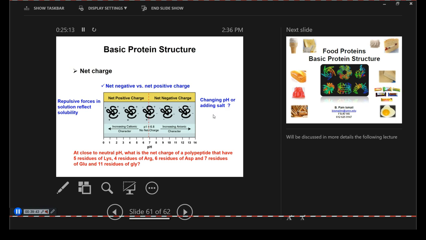Okay. In the most simple way, you look at neutral pH: lysine will be positively charged, and arginine will be positively charged, so I have 9 pluses. Also at neutral pH, aspartic acid and glutamic acid will be negatively charged, so 6 and 7 is 13. So 13 negatives and 9 positives gives 4 negative. Glycine has no charge at neutral pH, so it doesn't really matter. This illustrates that determining net negative or net positive charge depends on the composition of the amino acids you have and the pH.